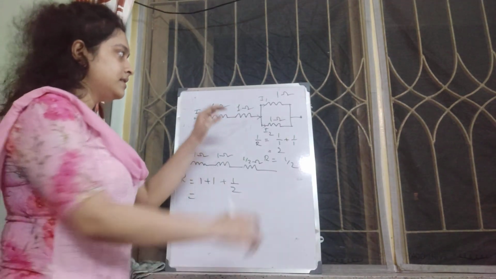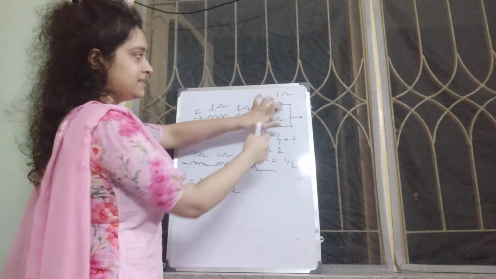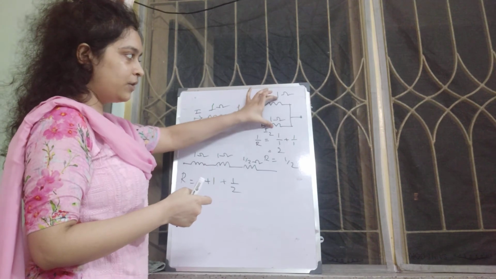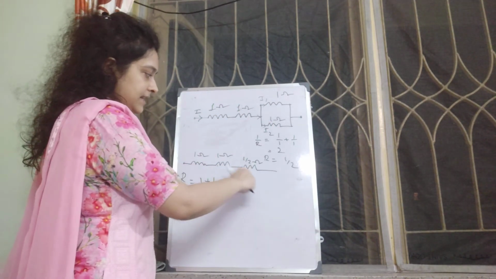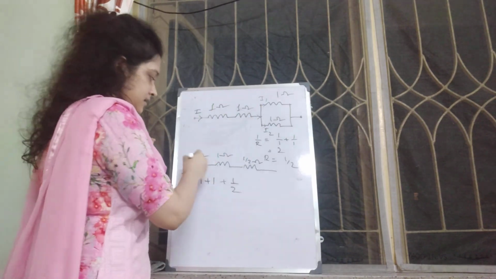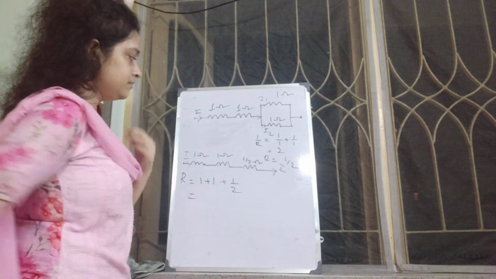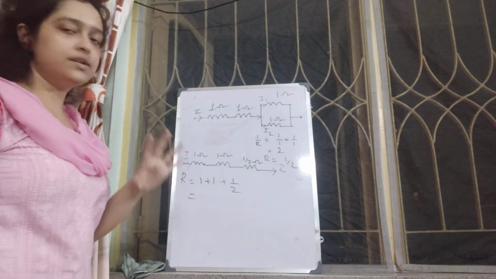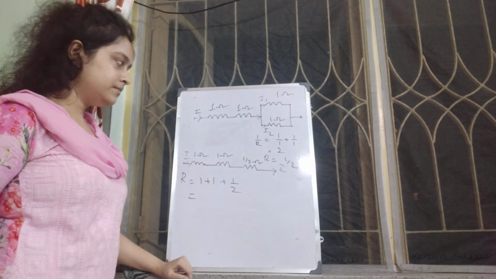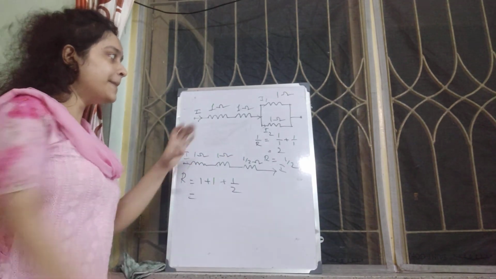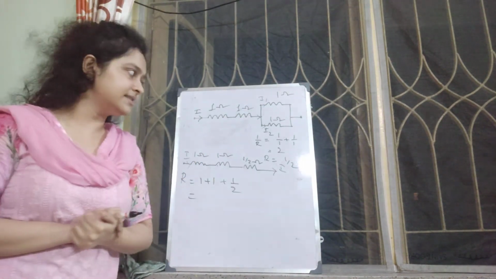Current flowing, these two in series. Current gets divided, that means these two are parallel. What is the equivalent resistance for this? Half. That means basically current is flowing like this. So ultimately, what is the equivalent resistance? 1 plus 1 plus half. This is a mixed combination. You have series as well as parallel, a mixed combination of resistances.